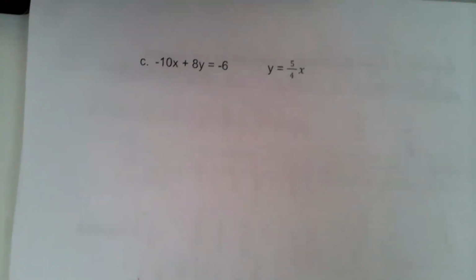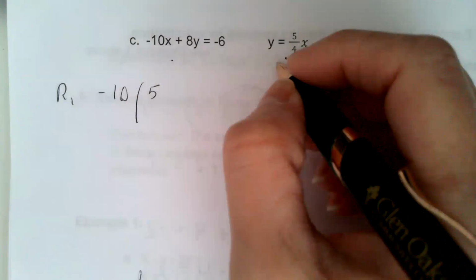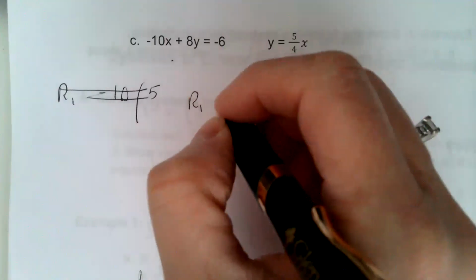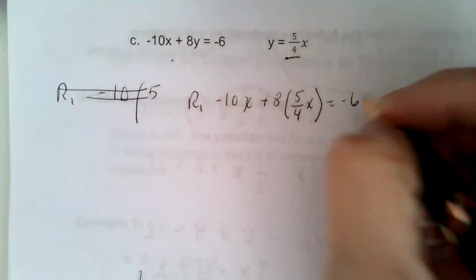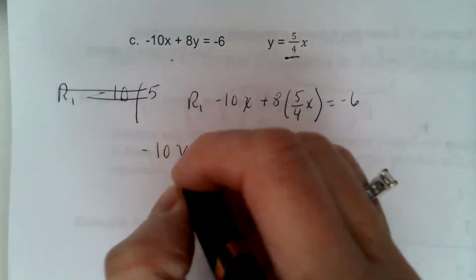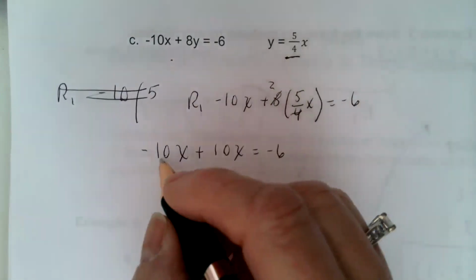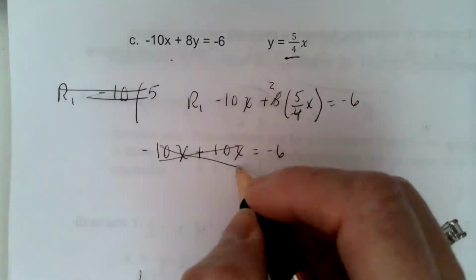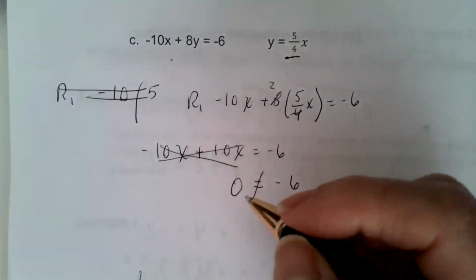And letter C, we again have a recipe for y by taking 5/4 x. And we're going to substitute that into row 1. Oh, we're substituting that in for y, sorry. Row 1 is -10x plus 8 times 5/4 x equals a -6. We have a -10x, 4 goes into 8 twice, so plus 10x equals a -6. And we have a -10 plus 10 eliminates my x's, so I have 0 equals a -6. And that is an untrue statement.